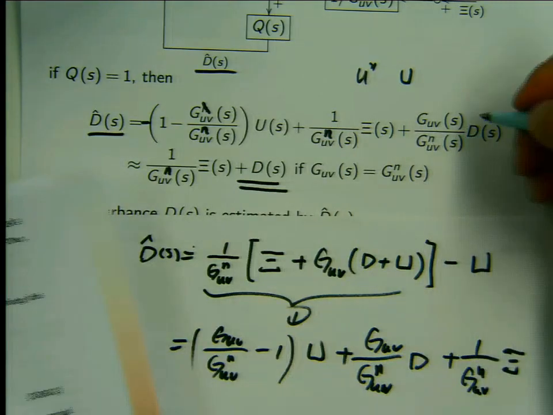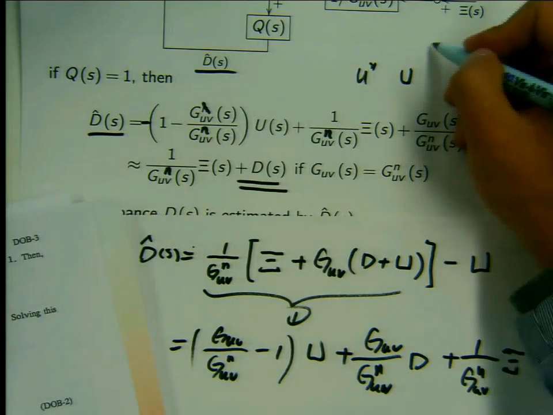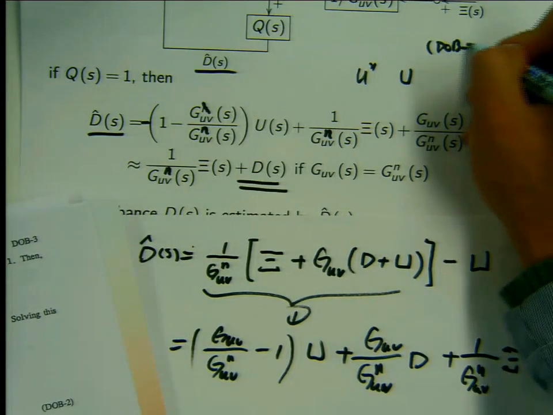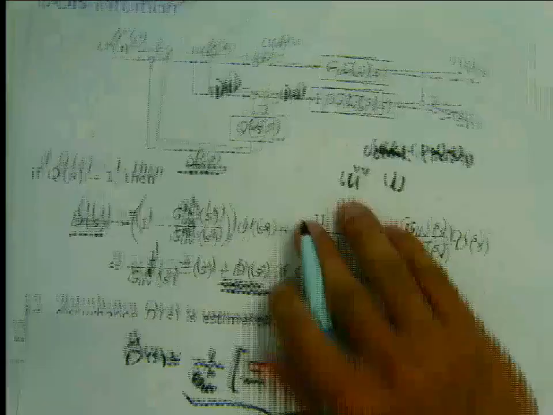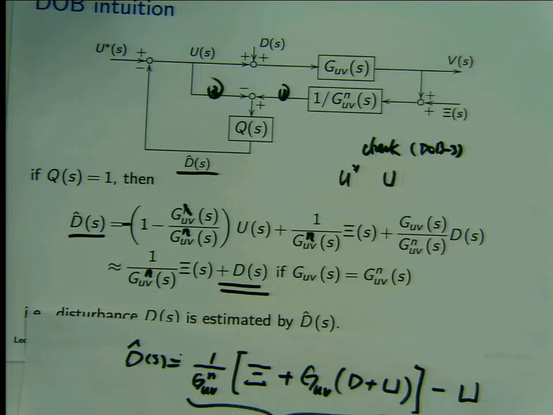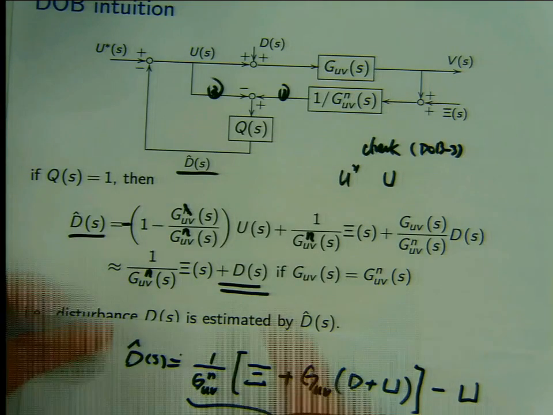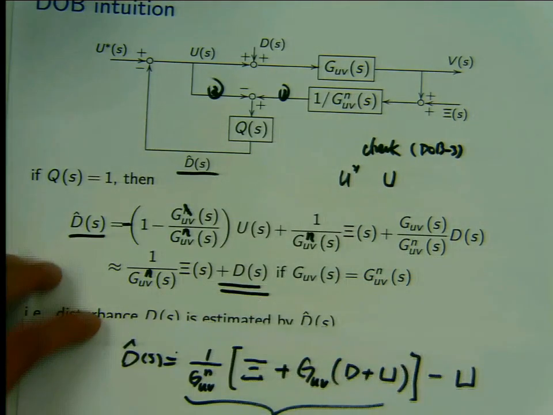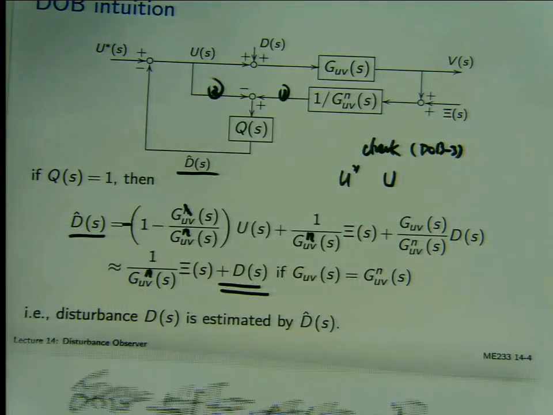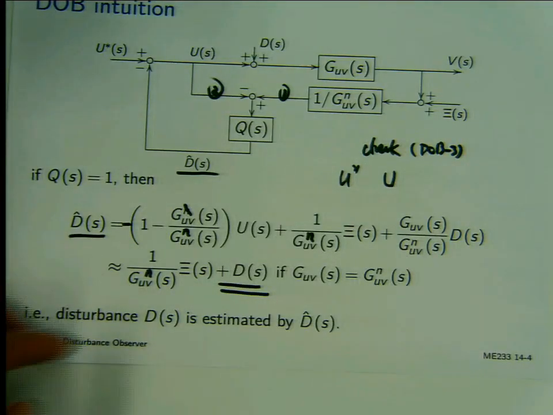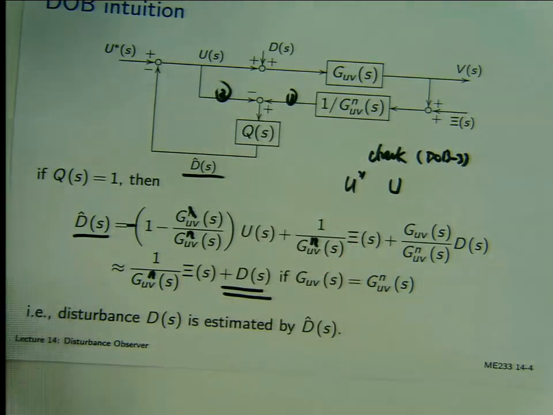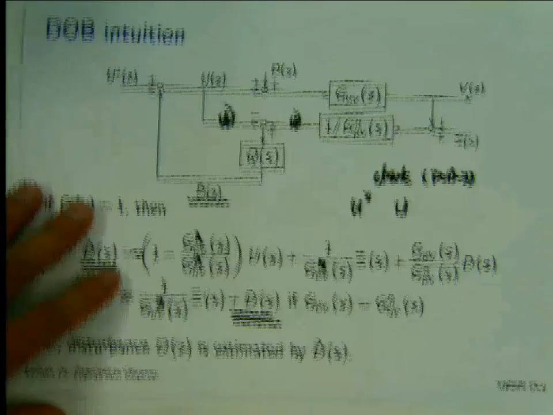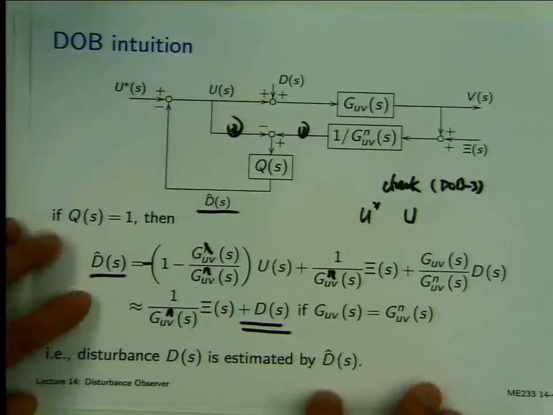So remark: check equation DOB-3. Check this equation in the reader and make the corrections. Either way, you can use either way, but this is one way to write it. Yeah, I wrote it in the way of U. Okay, good.